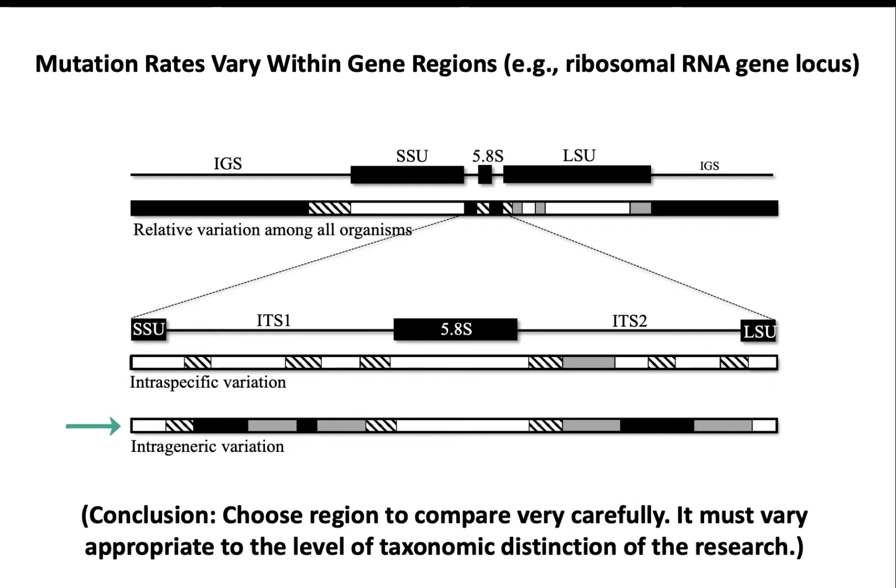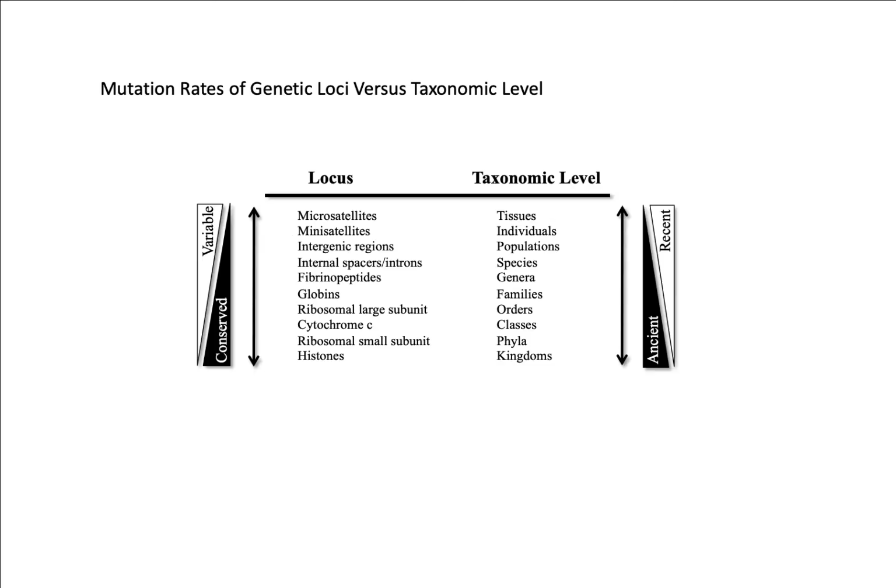And then if you go out to the generic or genus level, you can see there's more variability. So some regions would be useful at the genus level, and other regions would vary too rapidly to use at the genus level. So I made this chart just as a general guideline to determine, for a specific locus, what taxonomic level it can be used at.